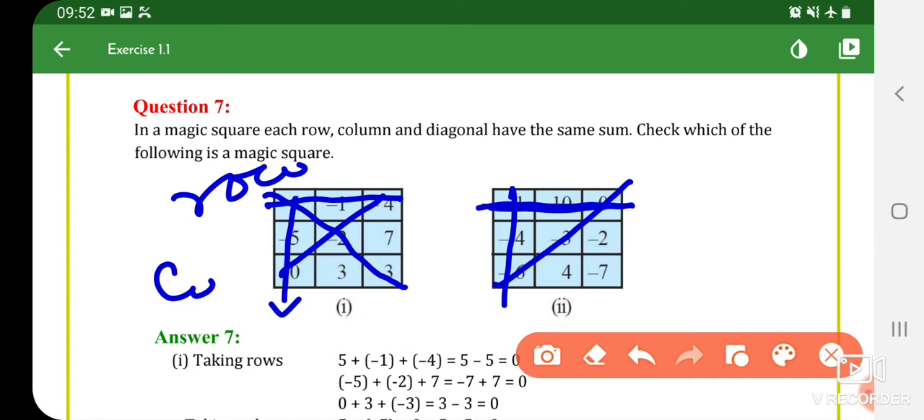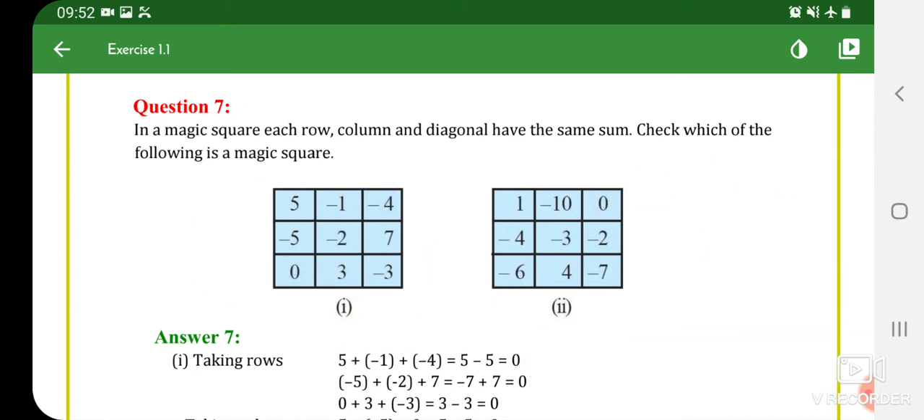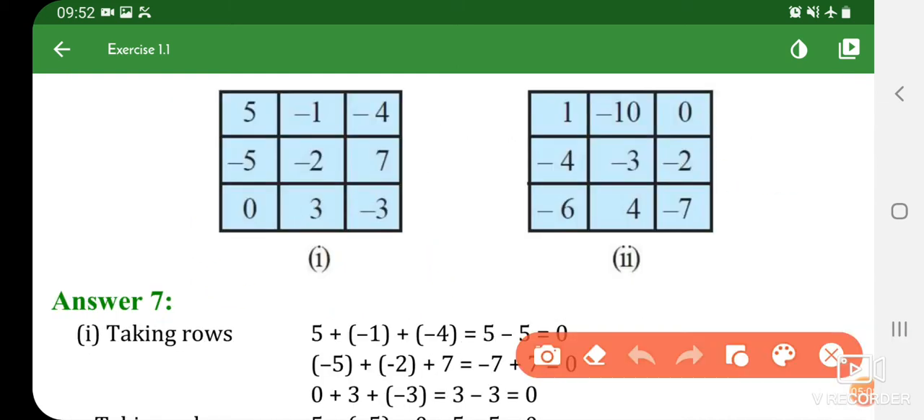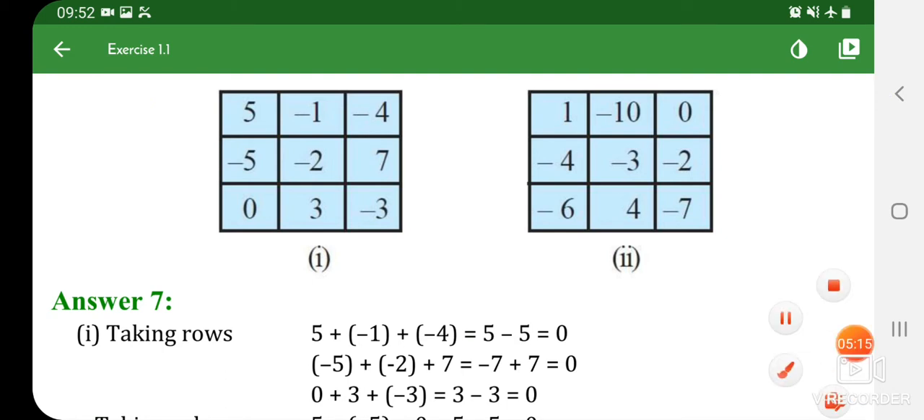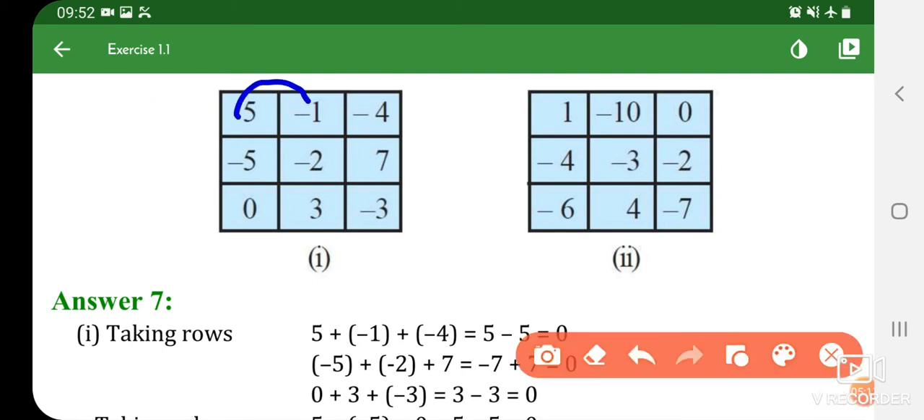Okay, so the answer is the same. This time this is a magic square. So let's see. In this square we have to take a row and add. Let's add 5 minus 1 is 4, and 4 minus 4 is 0.